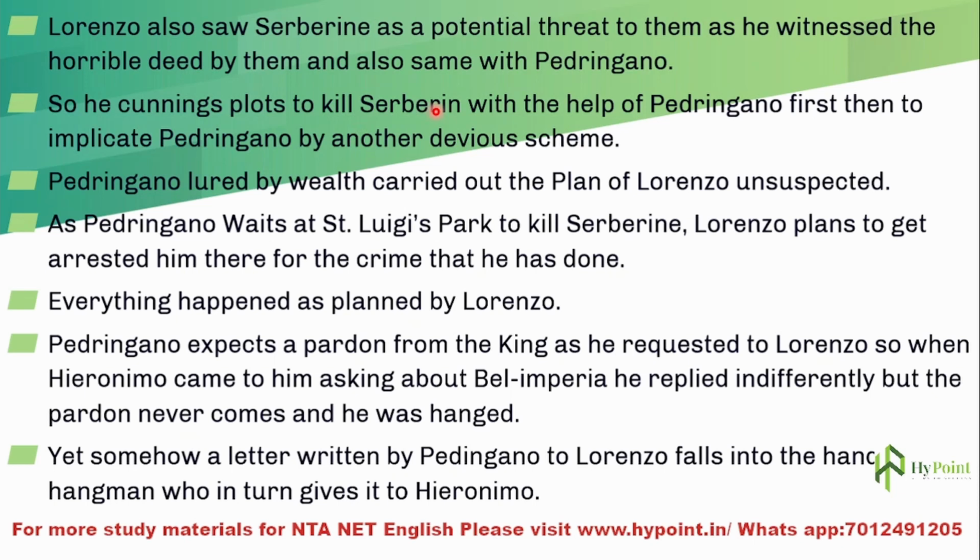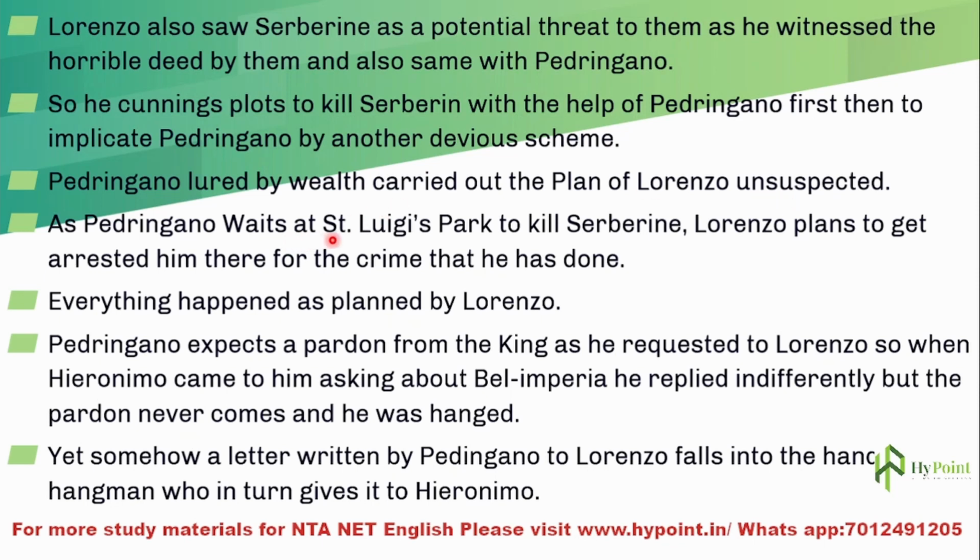So, what was the plot? He will make Pedrigano kill Serberine first, and he will make another devious scheme in order to trap Pedrigano. Pedrigano, lured by wealth, carried out the plan of Lorenzo unsuspecting. Pedrigano was offered a huge amount of money, so in order to get that wealth, he carried out the plan of Lorenzo without any suspicion.